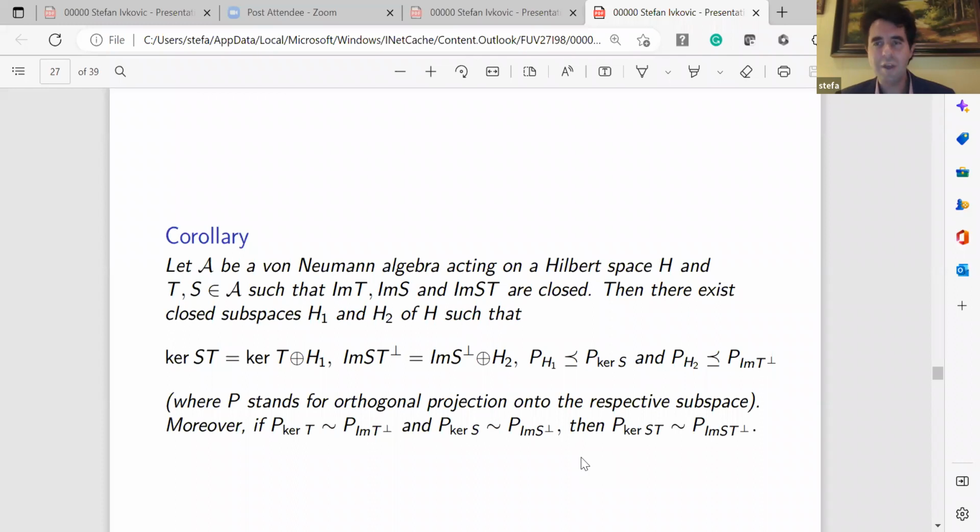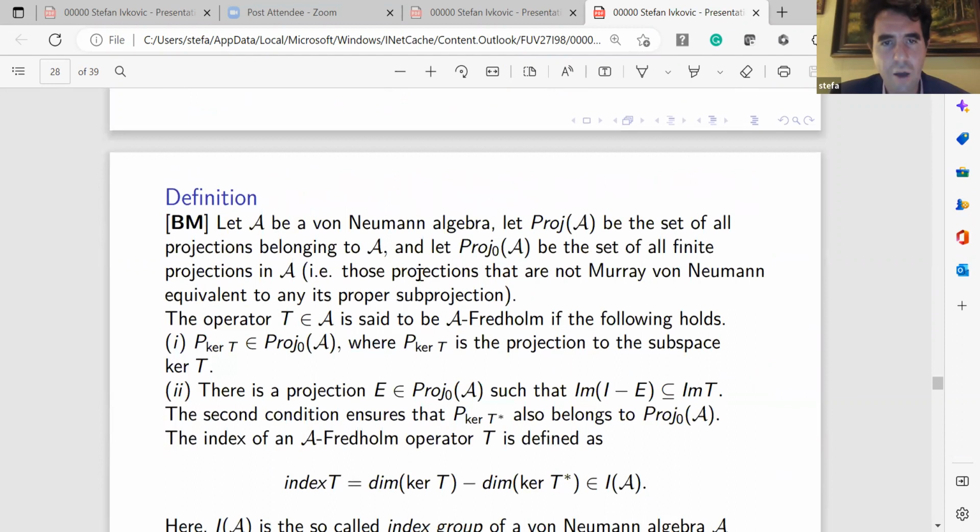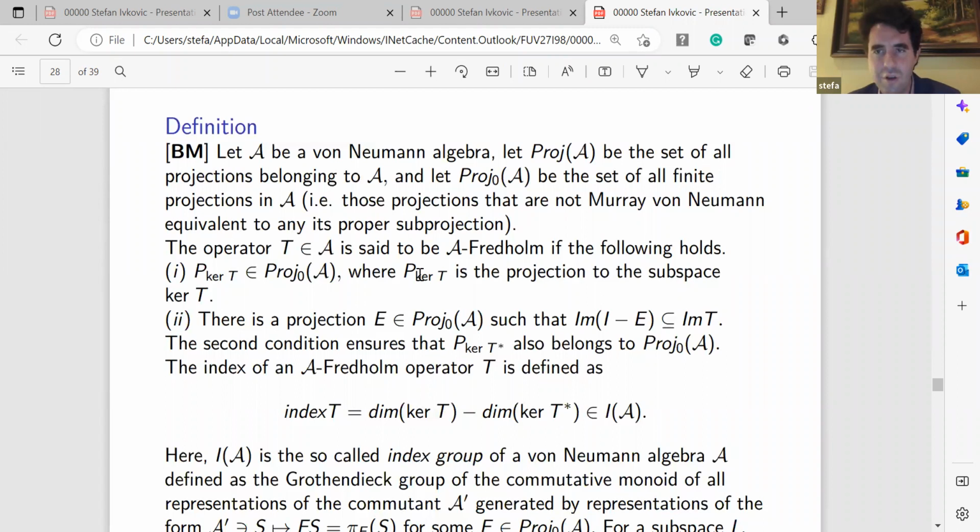Yonost. So all these results which I read so far may seem a bit artificial and abstract in the language of general C-star algebras, but as soon as we move to von Neumann algebras, they get some more concrete expression. And now I can move to Breuer's theory, Fredholm theory on von Neumann algebras and its extensions, which are the application of the presented results. But before that, are there maybe some questions?